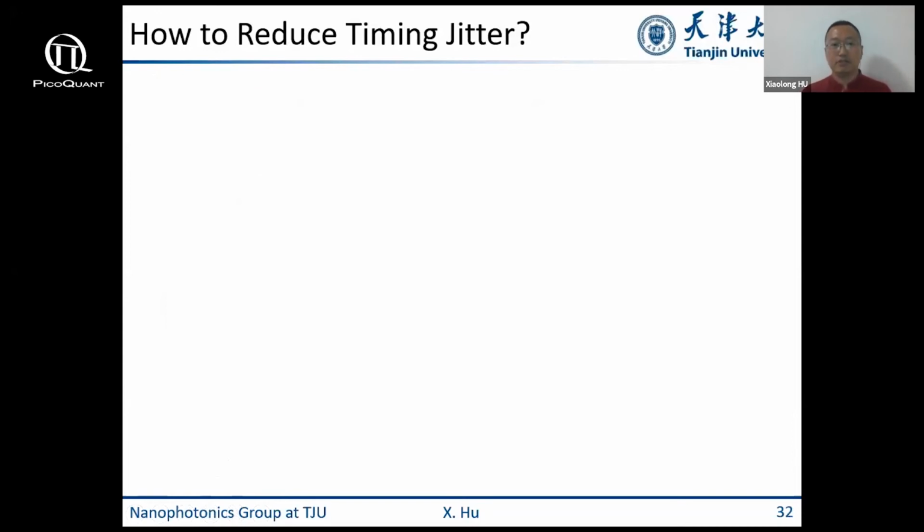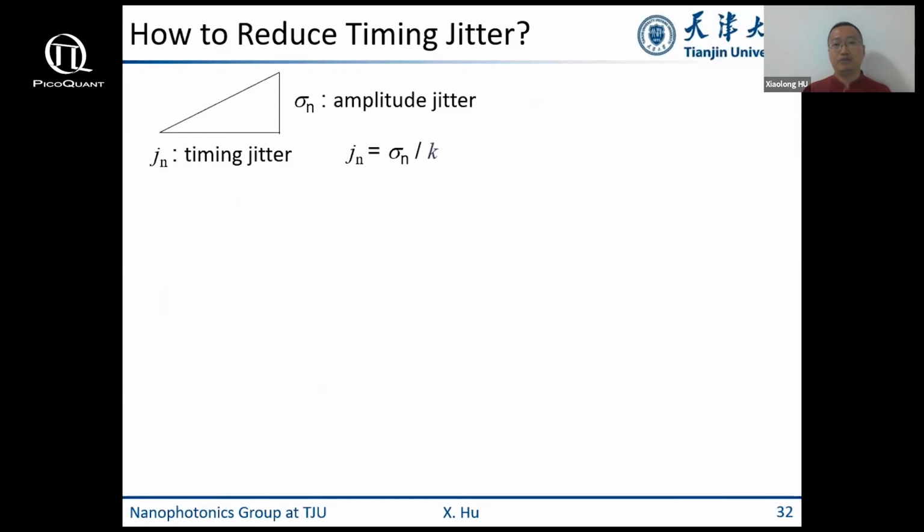But the key question is, based on those understandings, how can we reduce timing jitter? It's a difficult problem, actually. We go back to this triangle. Okay, so some timing jitters are intrinsic, and some of them are non-intrinsic, induced by noises and inhomogeneity and fluctuations. Of course, we need to reduce sigma n, which are noises, fluctuations, and inhomogeneity.